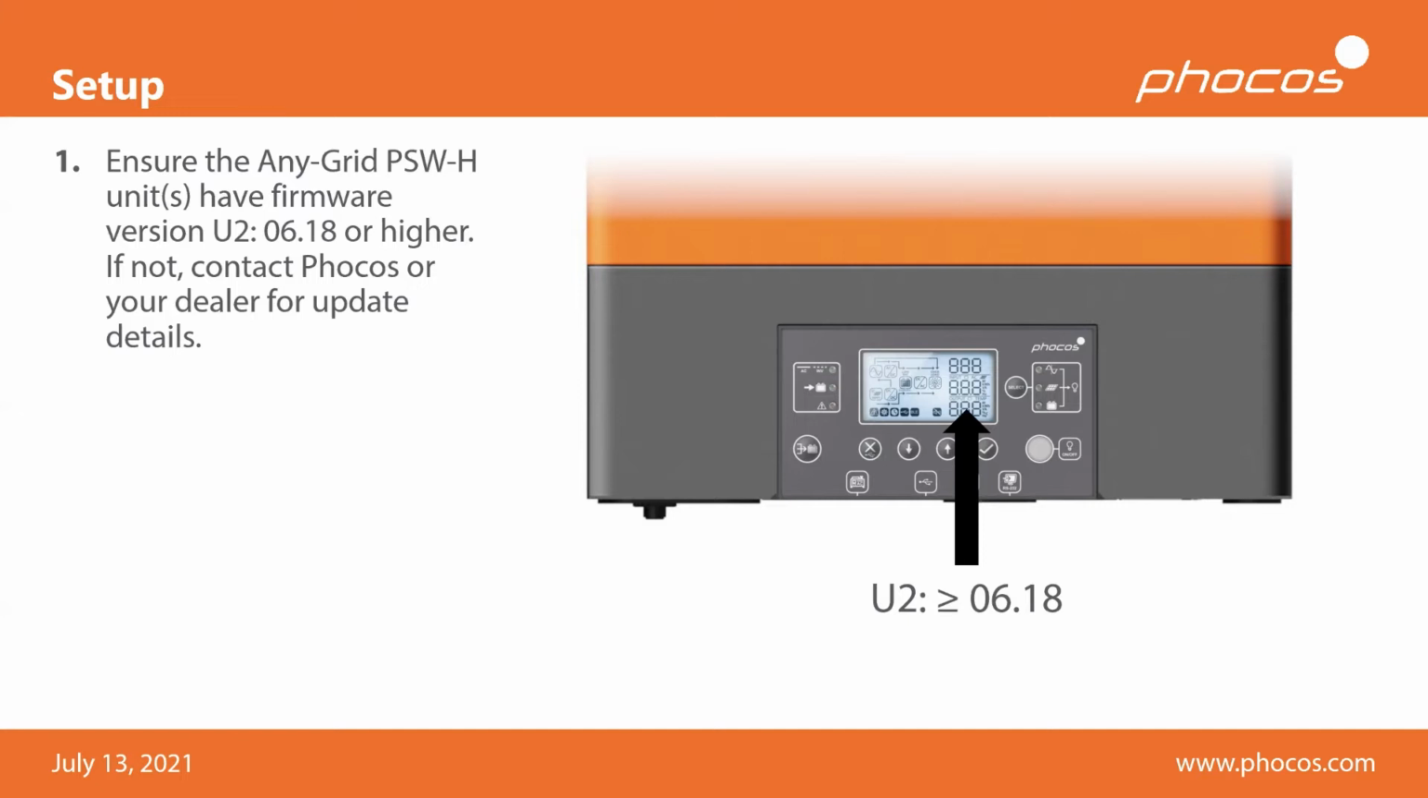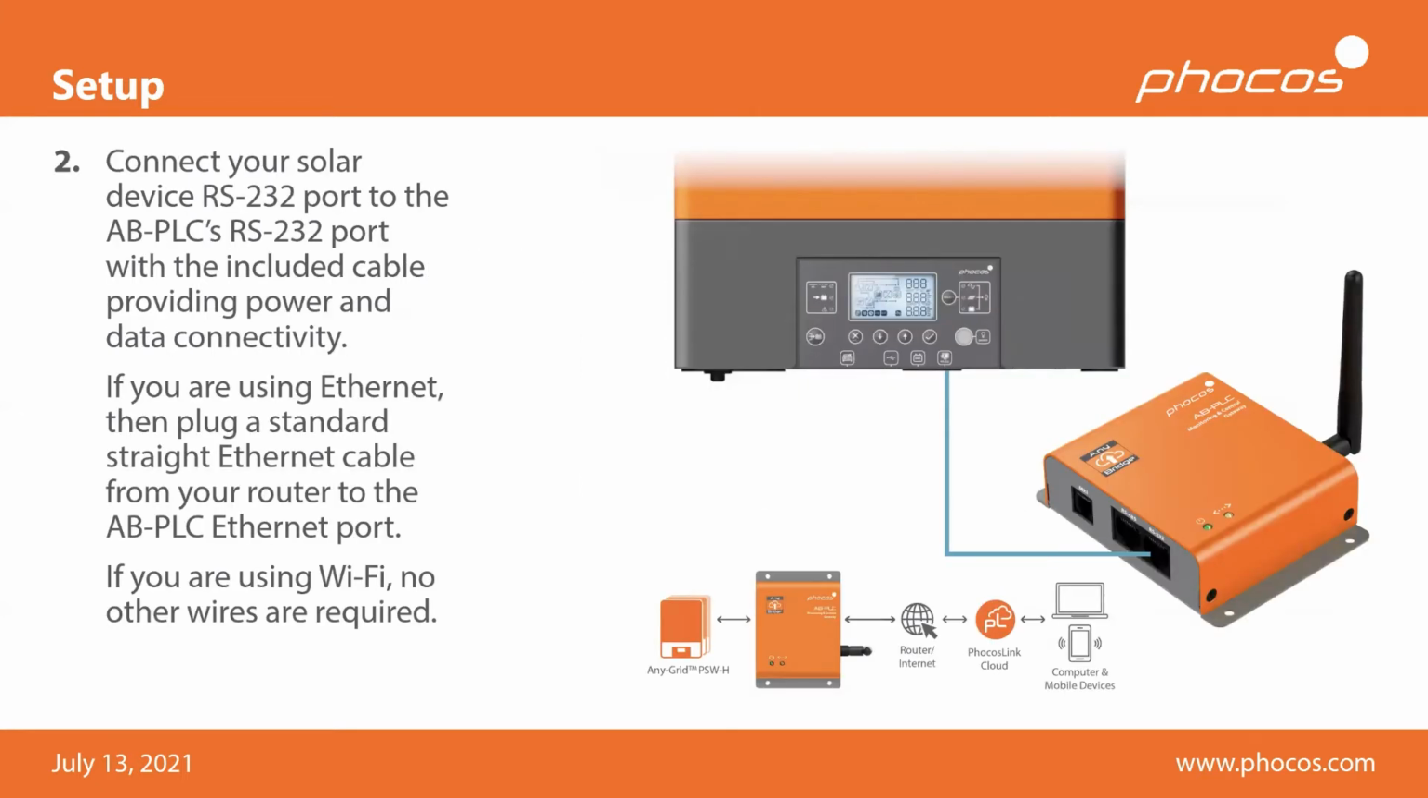So once you've updated or ensured that your inverter is on the 6.18 firmware version, you can go ahead with the setup of the AB-PLC. For that, you simply connect the cable that's included with your Bridge AB-PLC between the RS-232 port of the AB-PLC and the RS-232 port on the AnyGrid PSWH inverter charger. Again, that cable will ensure that the AB-PLC is both powered and is able to communicate with the inverter.